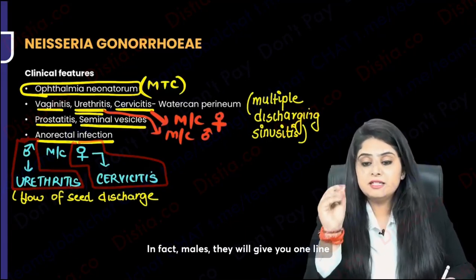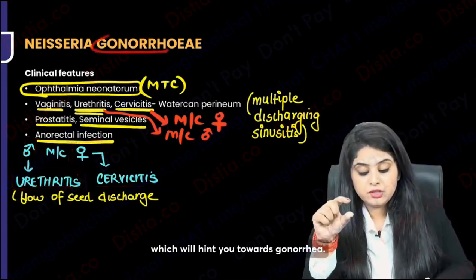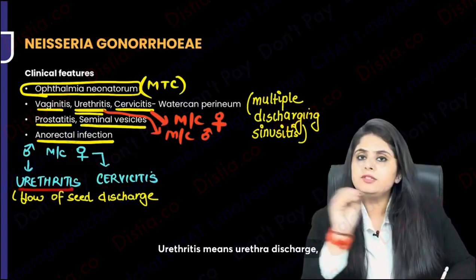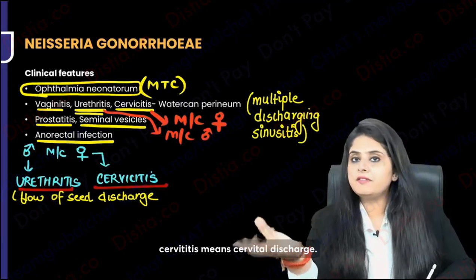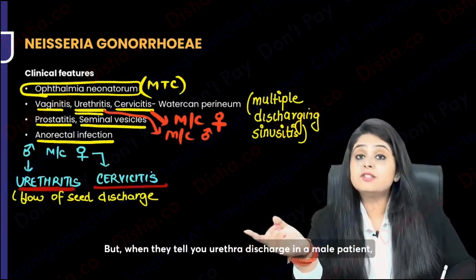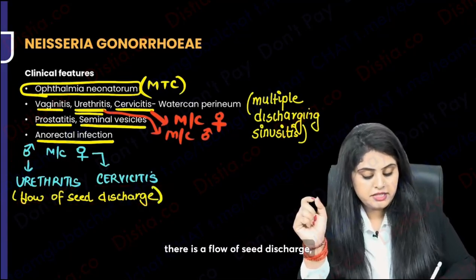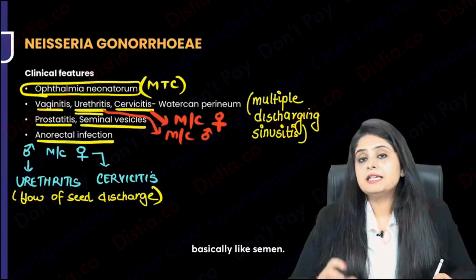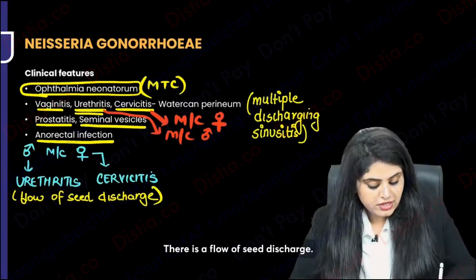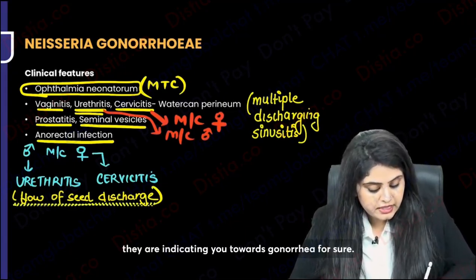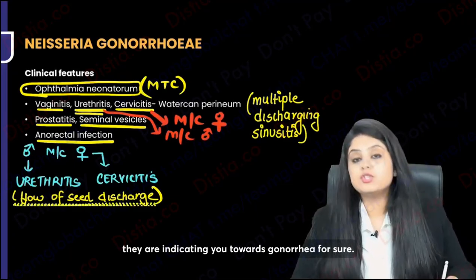In fact, for males, they will give you one line which will hint you towards gonorrhea. Urethritis means urethral discharge, cervicitis means cervical discharge. But when they tell you urethral discharge in a male patient, they will always say that there is a flow of seed discharge, basically like semen. There is a flow of seed discharge. Guys, if this word is written, they are indicating you towards gonorrhea for sure.